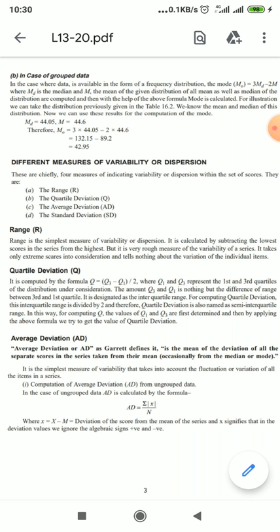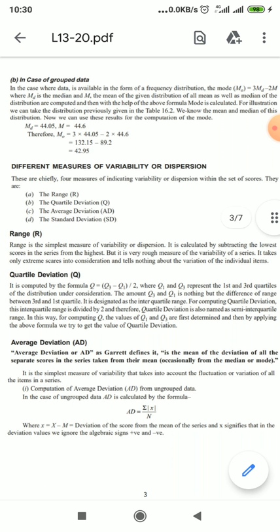What is range? Range is the simplest measure of dispersion, and it is calculated from the highest value of a series to the lowest value. The difference is computed of any ungrouped series, and this is known as a range. So, it takes only extreme scores into consideration and tells nothing about the variation of individual items. Right? Next is quartile deviation.